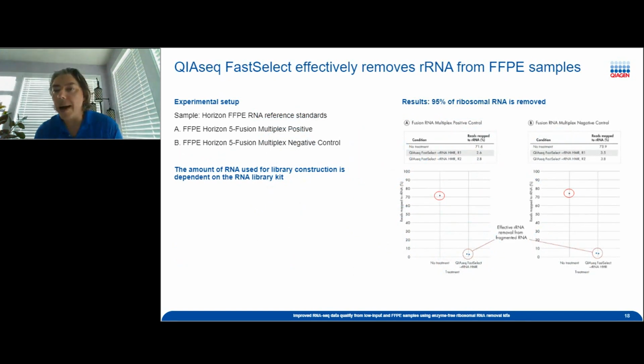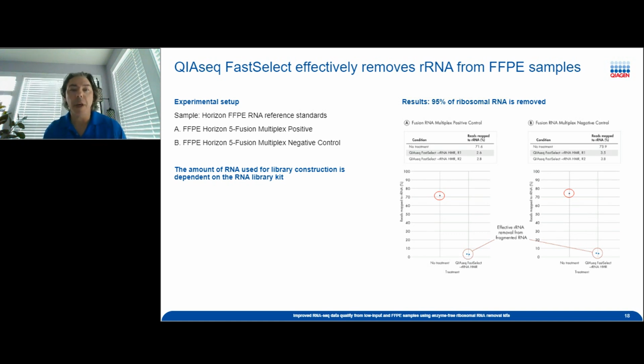We've generated a lot of data that you can find on our website. We've looked at all sorts of good high-quality samples, and we've looked at low-quality samples. This is just an example of starting with a standardized FFPE type of sample. These are the Horizon FFPE RNA reference standards that are used for a lot of the fusion gene product development here at QIAGEN. What I'm showing you here are the results with and without FastSelect.